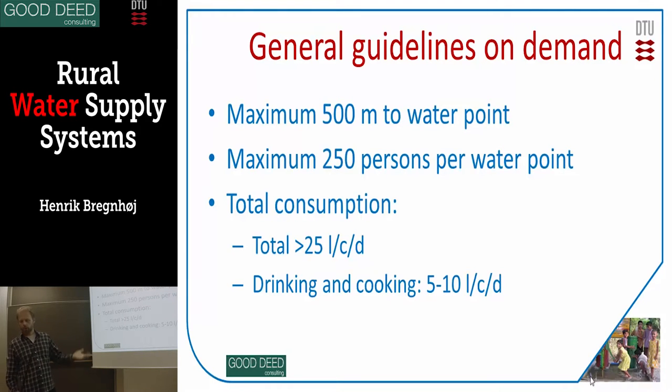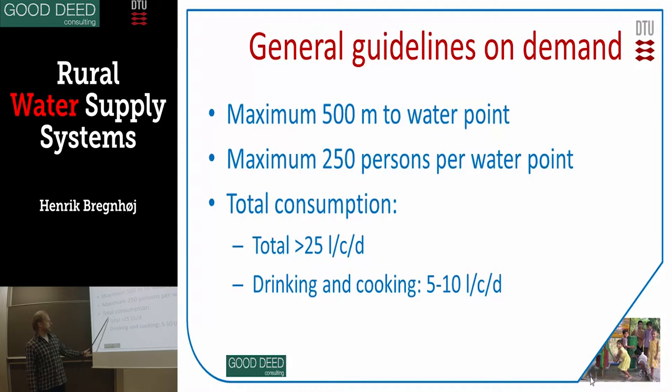First, when you make a water project, what are the guidelines for installing water supply? First of all, you say people should walk a maximum of 500 meters to get their water. Otherwise, you start spending so much time. So getting it within 500 meters, when you establish a water point, that could be a hand pump or a tap, it should be at least one per 250 people. Otherwise, the lines of people will be very long.